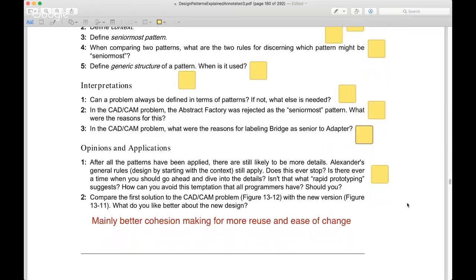Okay, after all the patterns have been applied, there are still likely to be more details. Alexander's general rules, design by starting with the context, still apply. Does this ever stop?